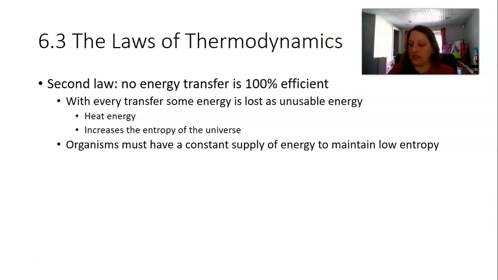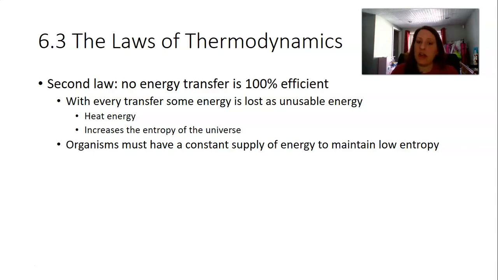Now we know that energy does not get recycled in an ecosystem, and so therefore that's when the second law comes into play. No energy transfer is 100% efficient. So when our cells in our body do cellular respiration, they're not going to harness or be able to transform every bit of energy held in the bonds of glucose. In fact, a large amount of that energy will be lost. So no energy transfer or transformation is 100% efficient.